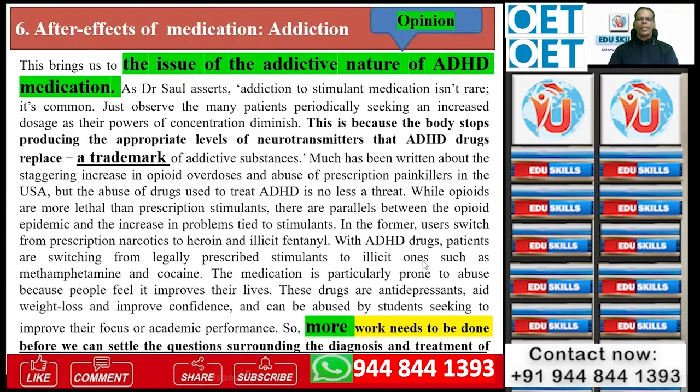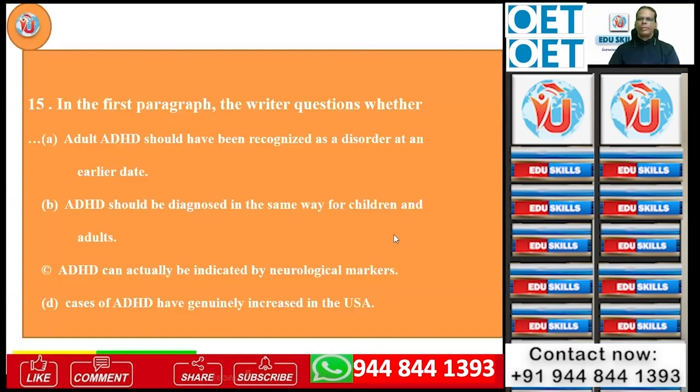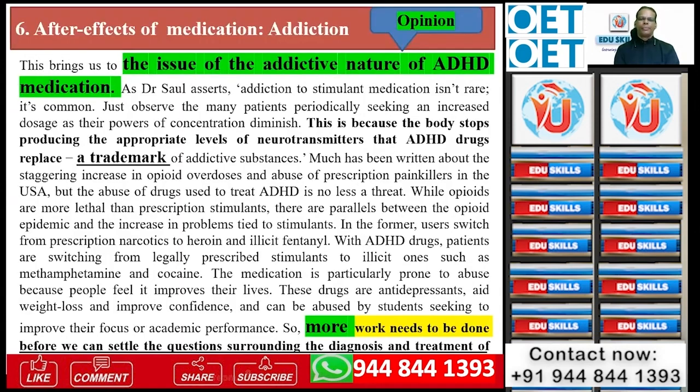Now, six, addictive nature of ADHD. The paragraph speaks about after effects of medication, that is addiction. See the beautiful topic sentence: this brings us to the issue of the addictive nature of ADHD medication. So the whole paragraph speaks about this. That was the glance at the whole text. That is the best clue for your understanding and identifying the answers, and I'll show you how it can be done.